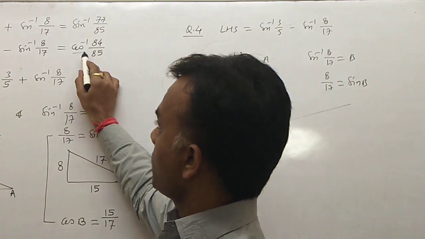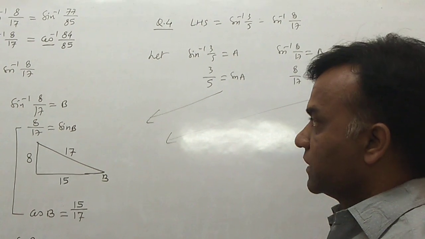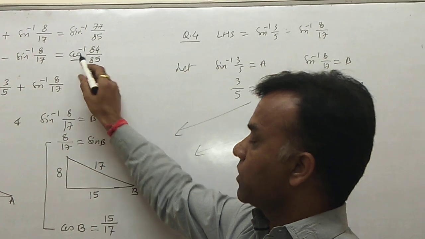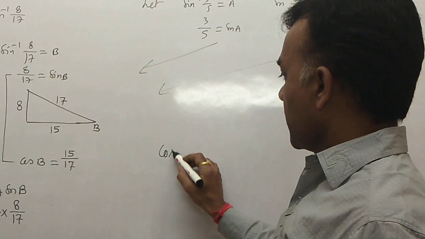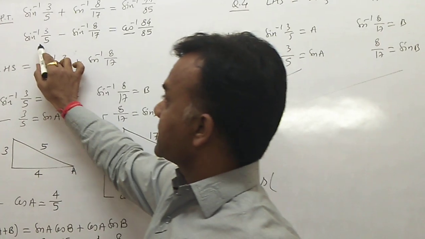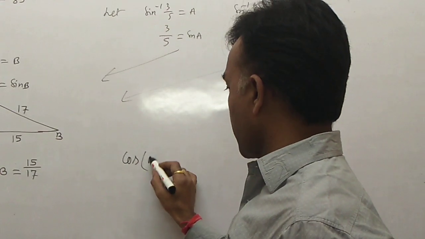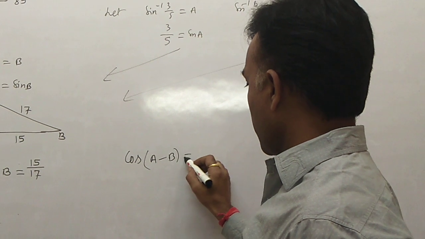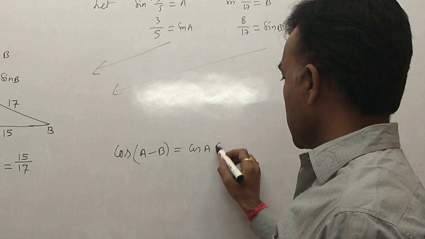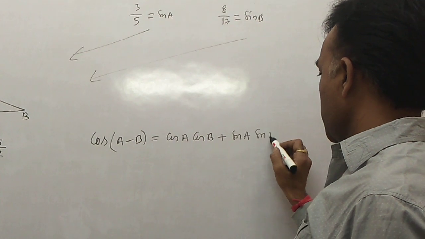On the right hand side you have cos inverse, so now you don't use the formula of sin, because your right hand side value is cos. You write down the formula for cos, and then you decide which formula to use, plus or minus. These two terms are given with a minus sign, so use the concept of a minus b, and cos of a minus b we know is cos a cos b plus sin a sin b.